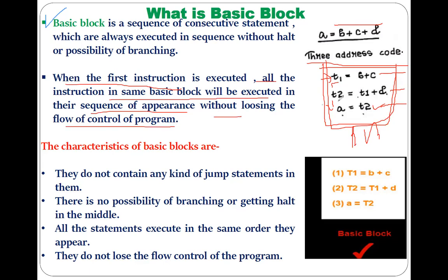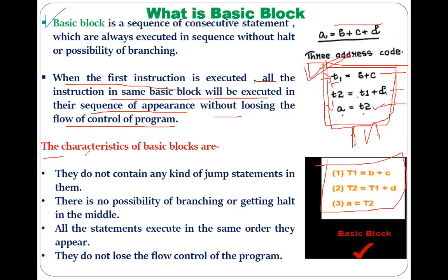So the flow of control is not getting changed here. After one instruction, the next is executing. After the next, its next instruction is executing. The way these statements are appearing in the same order, these statements are getting executed. That is the reason this sequence of statements is eligible to form the basic block. And that is the reason you can call this one basic block.